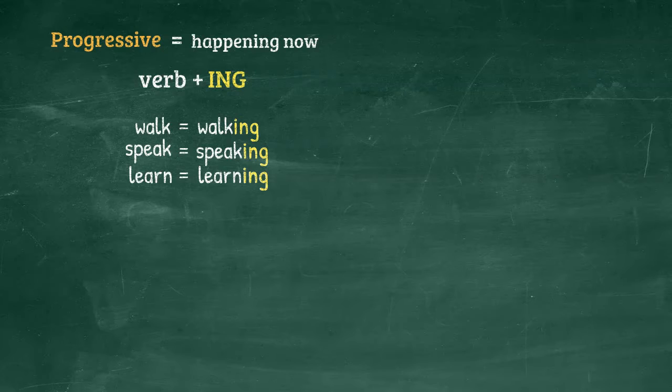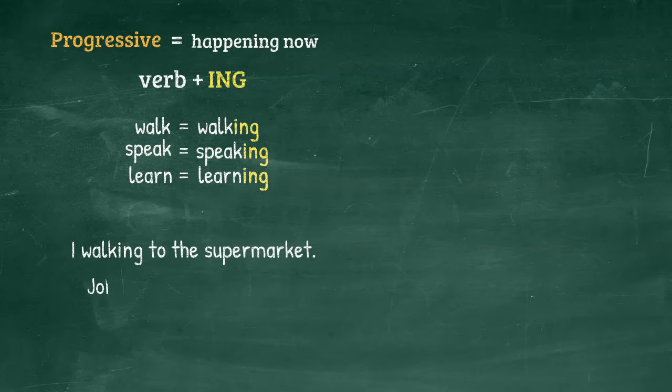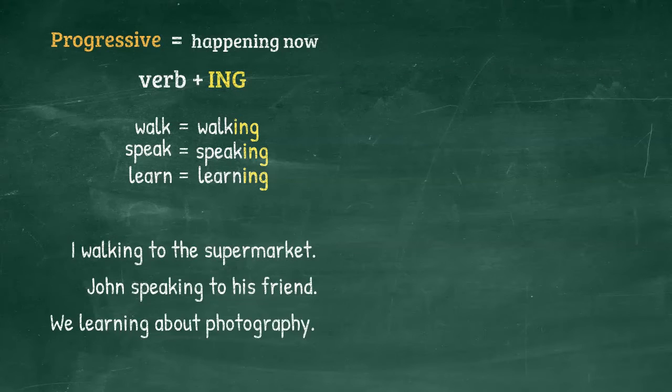You have seen and heard these types of words before, I'm sure. But it's not quite that simple. We cannot just say, "I walking to the supermarket," or "John speaking to his friend," or "we learning about photography." In each of these cases, we are missing something called an auxiliary verb. Let me explain.